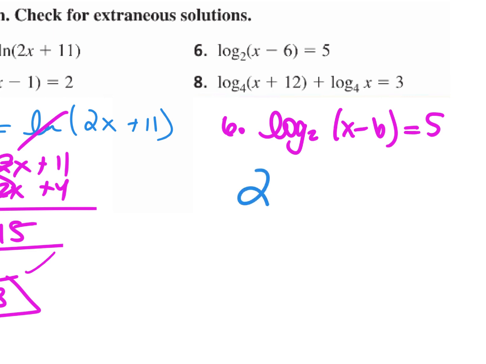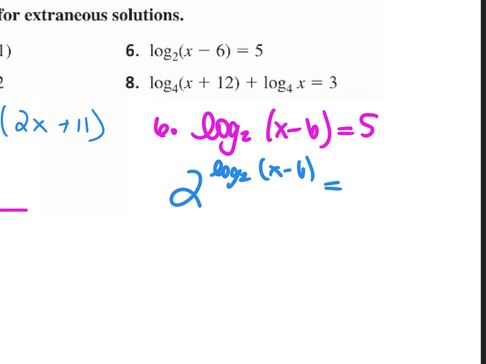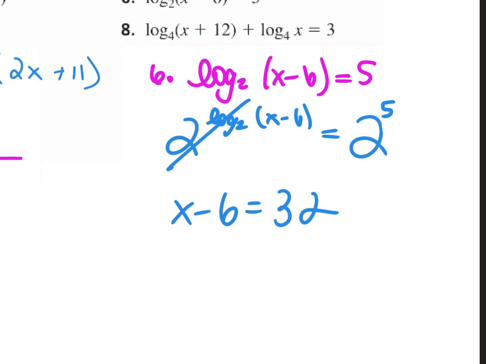I always do this, guys. Write it big, exaggerate it so you can see. So this is log 2, x minus 6, my exponent. If I have a big 2 on the left, I'm going to make a big 2 on the right. What goes to the exponent? The 5. So what happens, guys, with 2 and log 2? Cancels. So I have x minus 6 equals, what's 2 to the 5th power? 32. Now what do I do to both sides? I add 6. Perfect. So x equals 38.